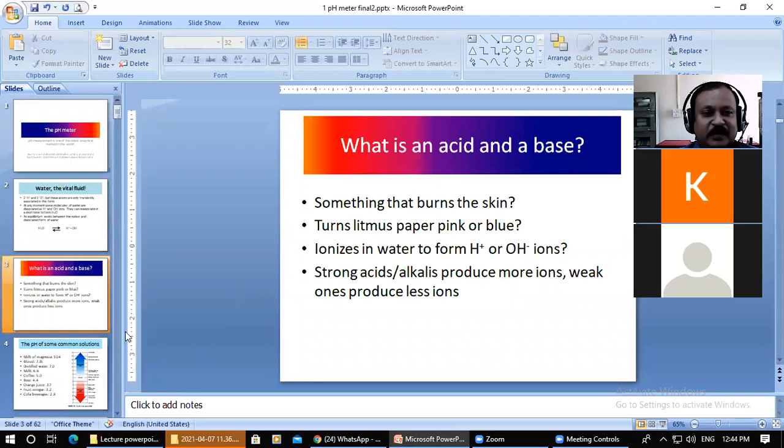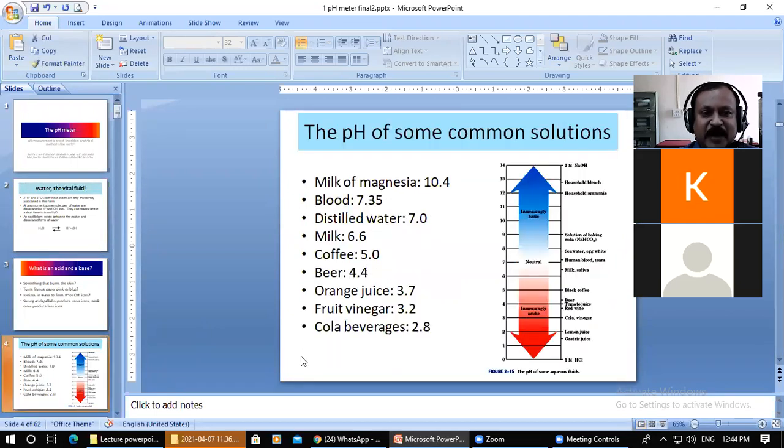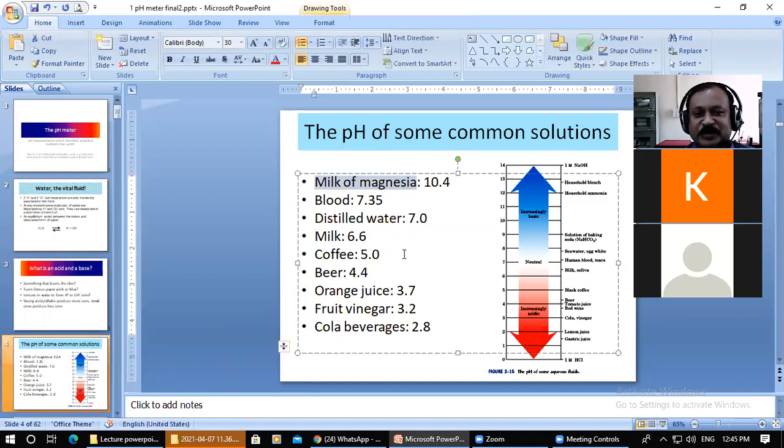Okay, then in my next slide, I have given you some examples of substances which have acidic or basic properties. For example, milk of magnesia. Do you know this? It has a pH of 10.4, which is a very alkaline pH. It is a strong alkali. Can you hear me? Yes, sir. Okay, so what is milk of magnesia?